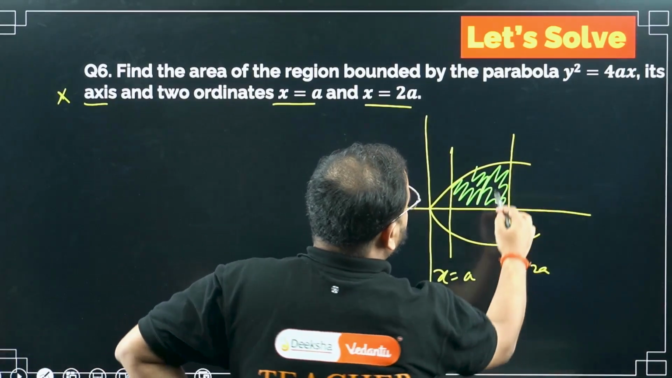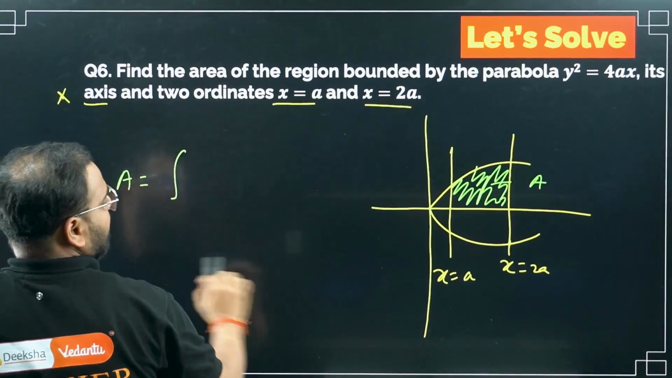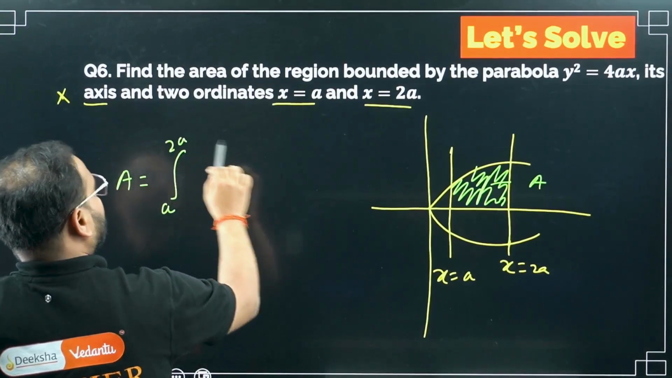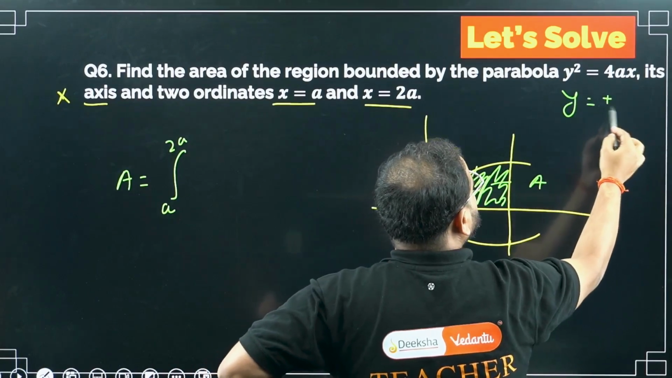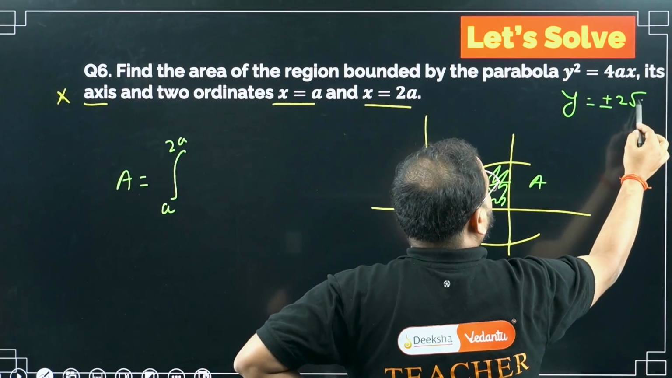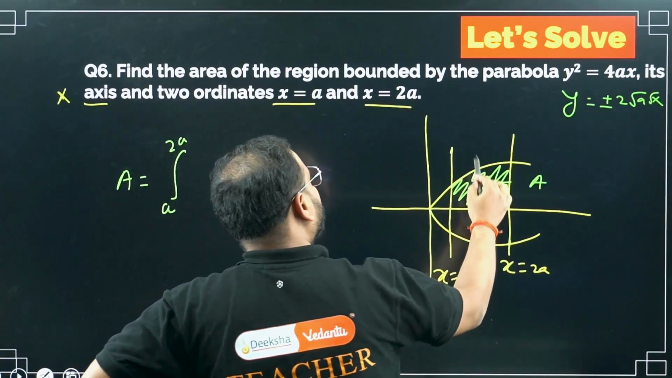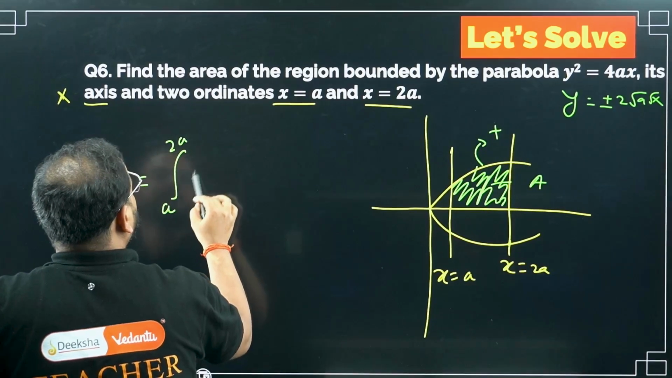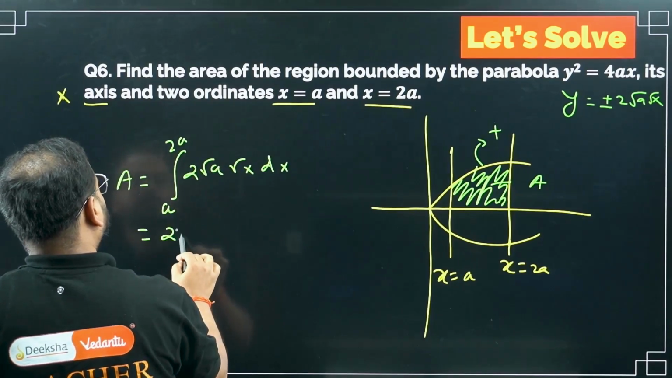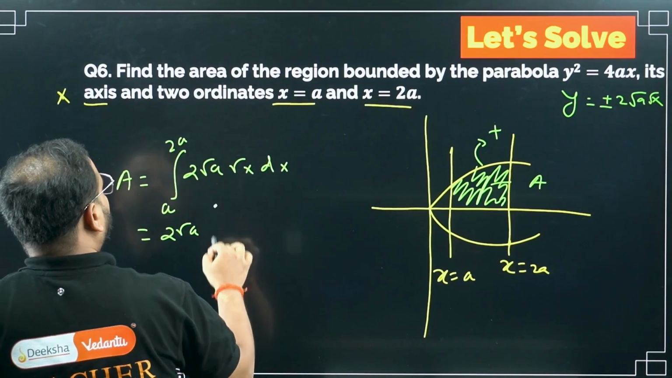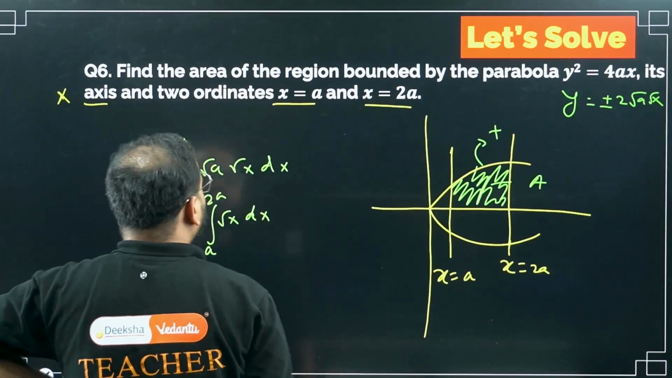So my area A will look like what? Integration from a to 2a. I have to take the root of this, because y square is 4ax means y will be equal to plus minus 2 root a root x. Yes or no? Since we are talking about only this part, we have to take the positive. So I'll take this as 2 root a root x dx. Take the constant outside, so 2 root a is outside. Integral of root x dx from a to 2a. Simple enough.